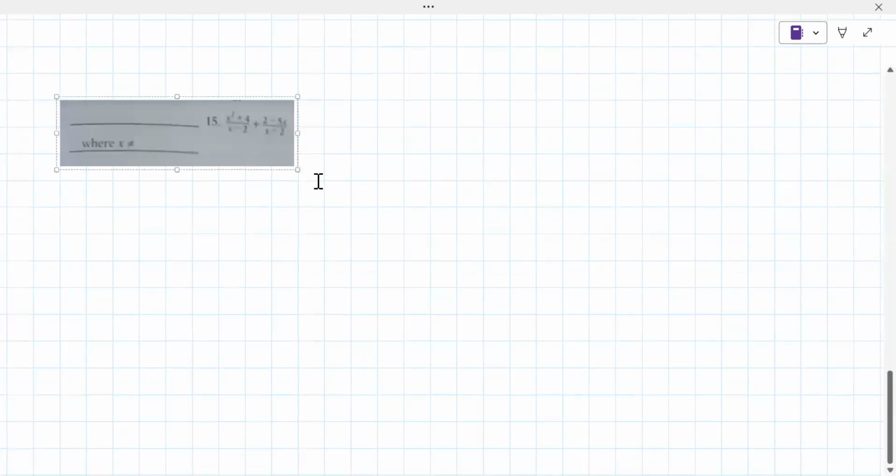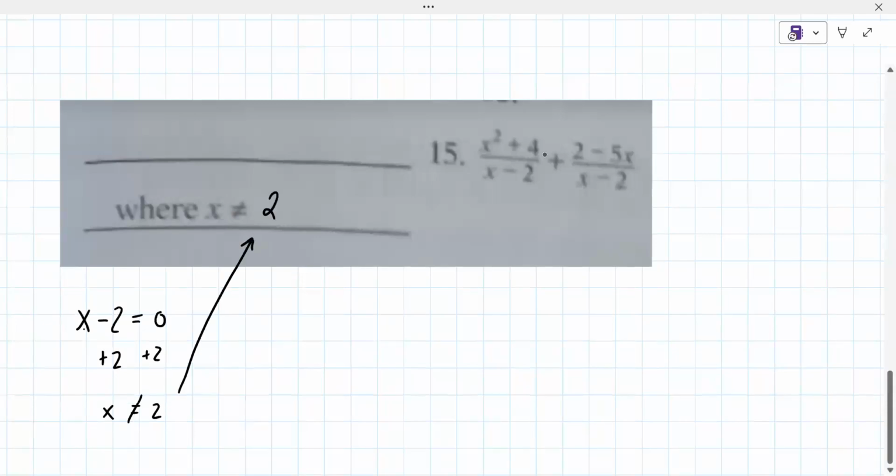So x squared plus 4 over x minus 2 plus 2 minus 5x over x minus 2. See where it says where x cannot equal here? That's referring to the stuff we did last time where we set the bottom equal to 0. We set x minus 2 equal to 0, and then we added 2 to both sides to get x equals 2, but it was really a not equal to 2. That's where that comes from. It's basically saying x cannot be 2.